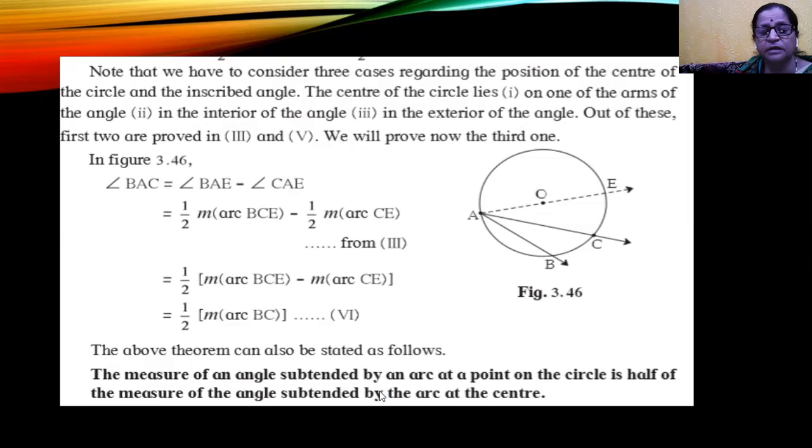The above theorem can also be stated as follows. The measure of the angle subtended by an arc at a point on a circle is half of the measure of the angle subtended by the arc at the center. Okay, take this one.